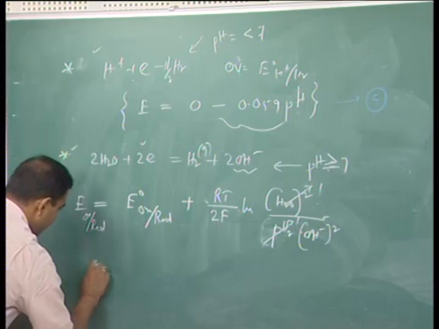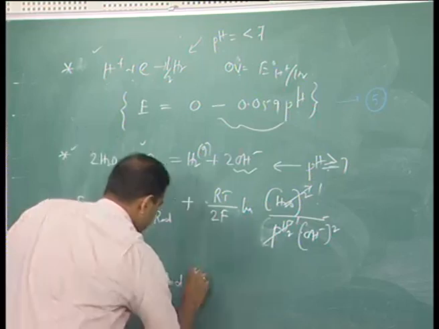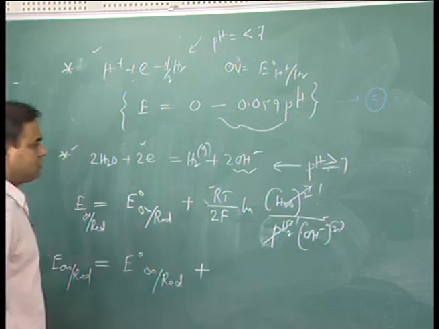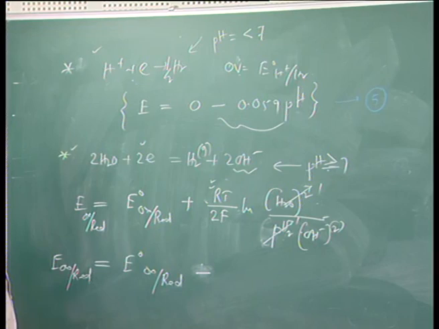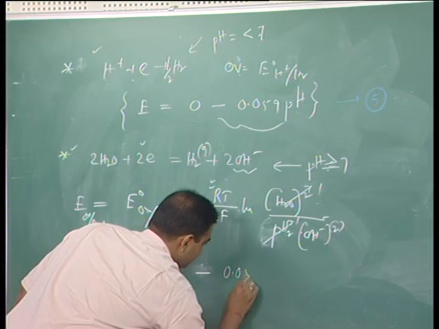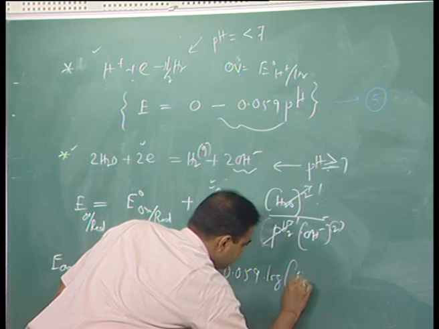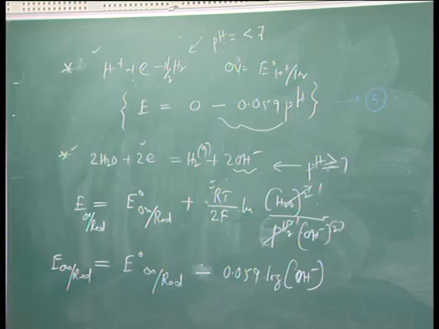Now, E would be equal to E 0 plus RT. Since there is a square term, if you take this square term out, it would become minus, and if you put all those values of R T as well as F, this 2 and this 2 would get cancelled, and if you convert it in terms of log, then you can see that E equals E 0 minus 0.059 into log of OH minus concentration. So, this is my relation.